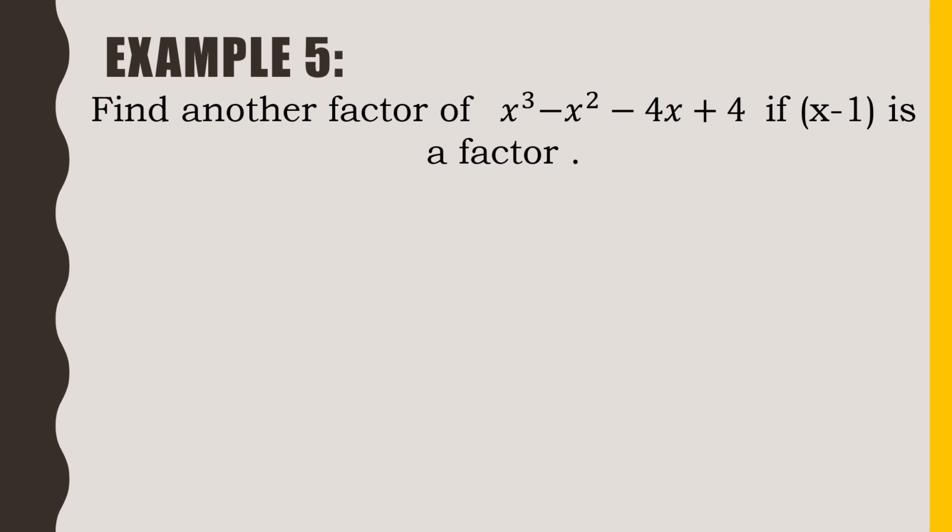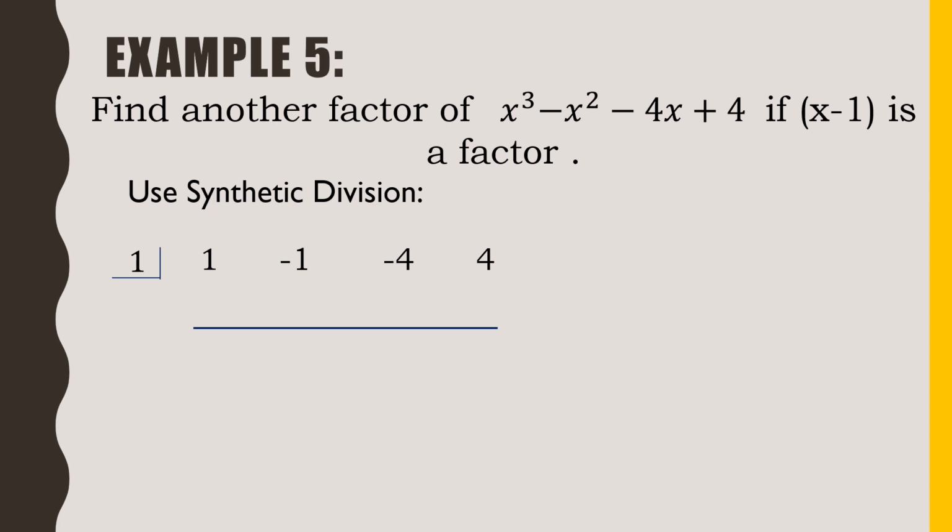Let us deal with example number 5. Find another factor of x cubed minus x squared minus 4x plus 4 if x minus 1 is a factor. So for us to solve this, we will be using synthetic division. Placing all the coefficients of the polynomial, we have 1, negative 1, negative 4, positive 4. And then placing the zero of the divisor in the upper left box, we have 1. And then for the first step, we bring down the first coefficient, 1.